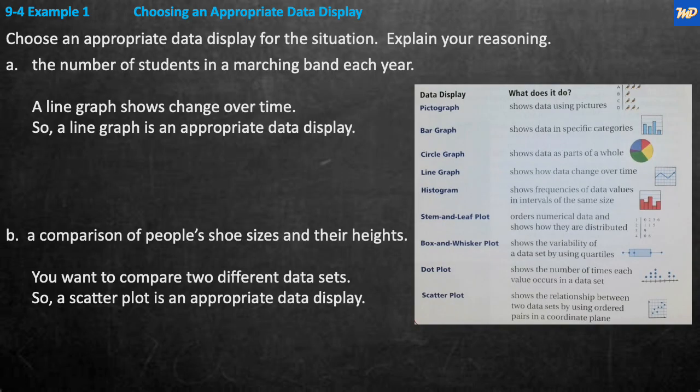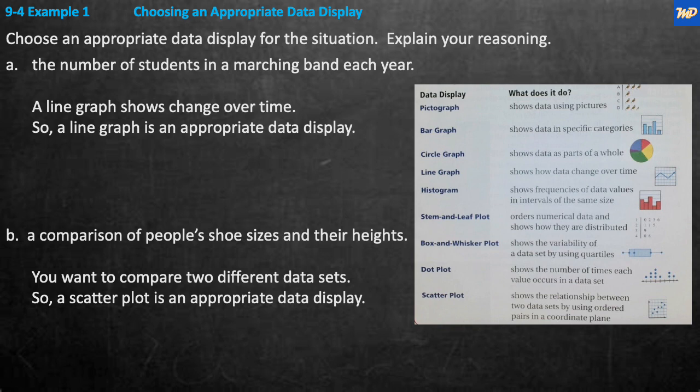Okay, for example 1, choosing an appropriate data display. Choose the appropriate data display for the situation. Explain your reasoning. For part A, the number of students in a marching band each year. What kind of display would we pick? How would we go through this and determine what type of display is correct for this type of data? Well, they're talking about the number of students, so that's a quantity, and it's over each year. It could be each year, each week, each month, whatever the case is, but it happens to be over a period of a year at this point.